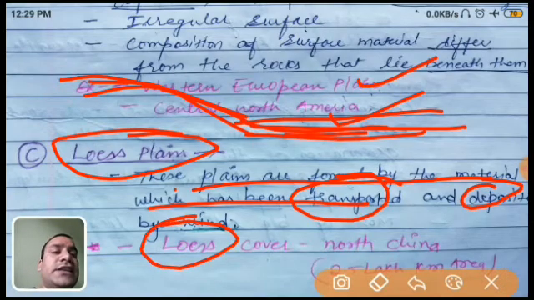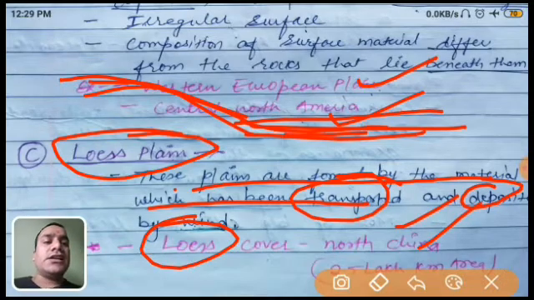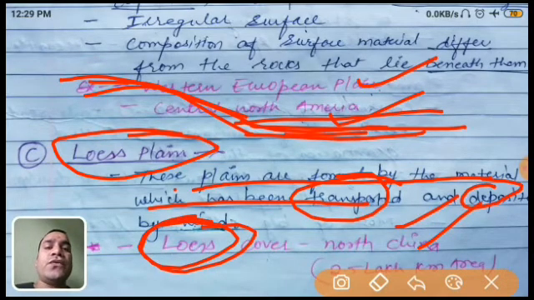Basically it is in northern China. A good example, near about 25 lakh kilometer area it is in northern China. They are the examples of loess.